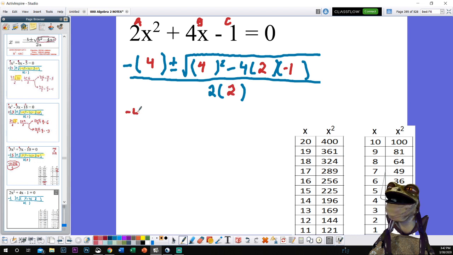So working this out, I've got my -4 plus or minus square root of I don't know what yet, and 2 times 2 on the bottom is 4. So in my calculator, I have 4 squared minus 4 times 2 times 1, which gives me, you should have, 24. Okay, any questions up to there? Hopefully not. Now I've got to take this square root of 24. Is it a perfect square?